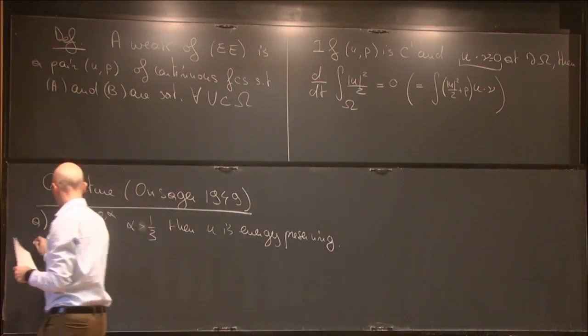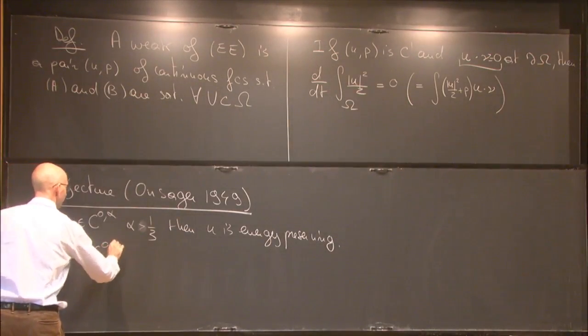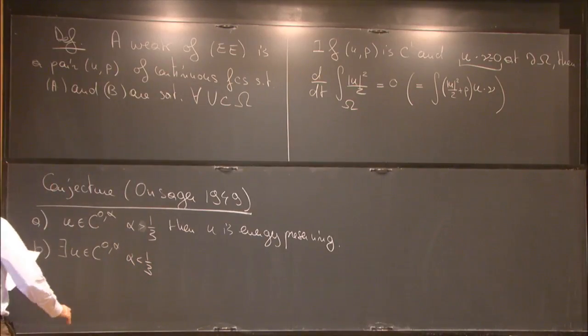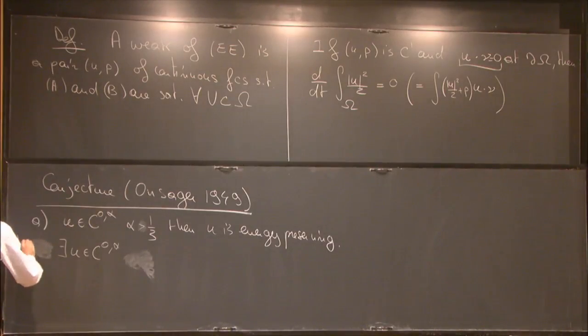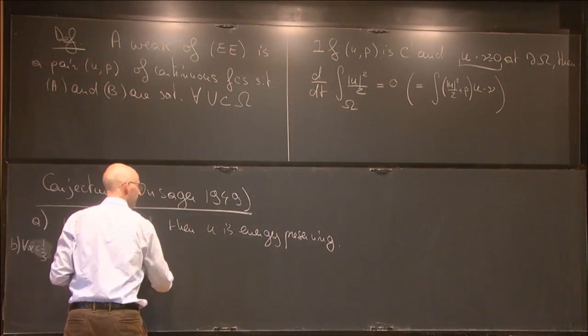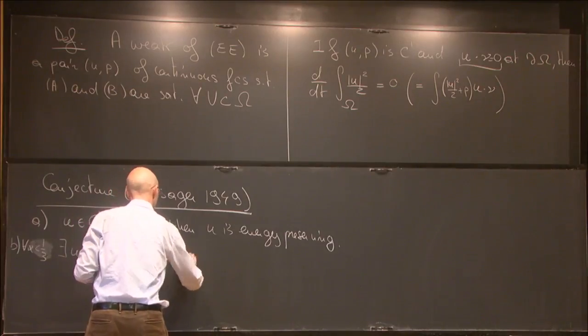And if U, so there exists U, which are in C0 alpha for every alpha less than 1/3, or maybe I should do it the other way around. So for every alpha less than 1 over 3, there exist solutions with this Hölder continuity which are energy dissipative.